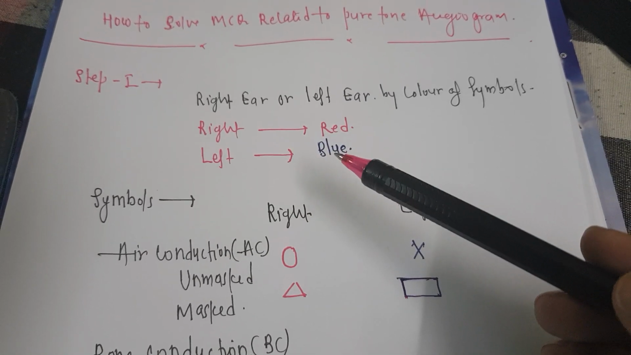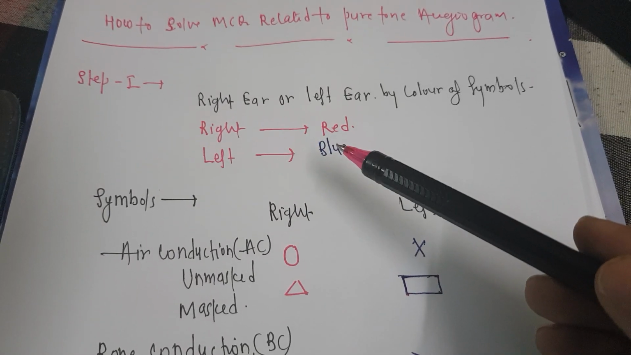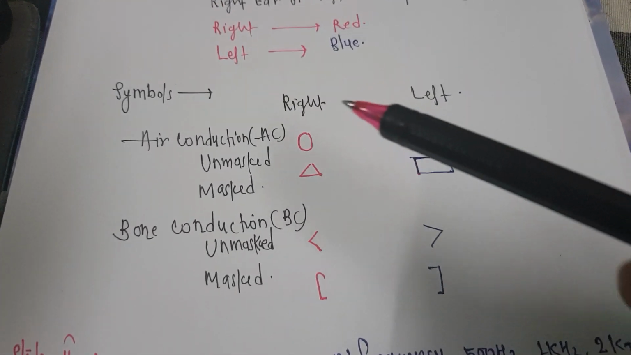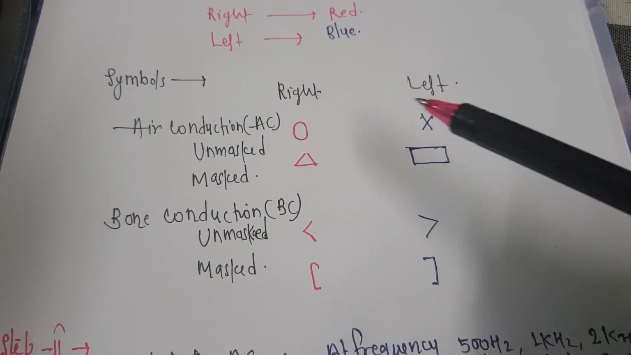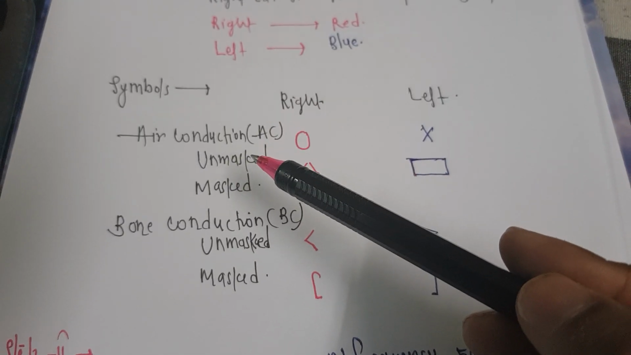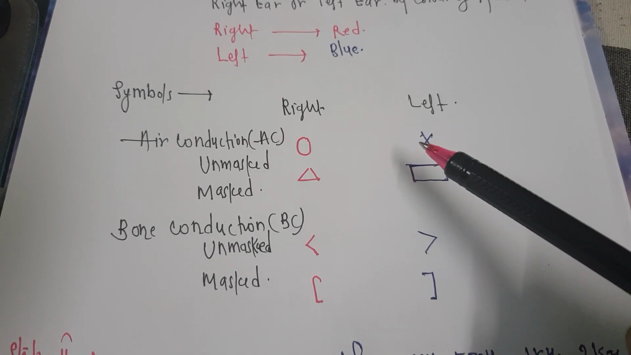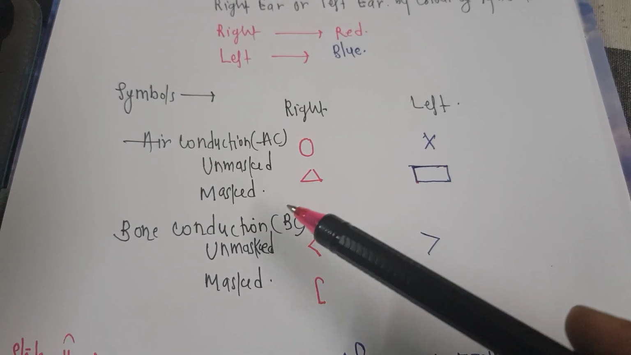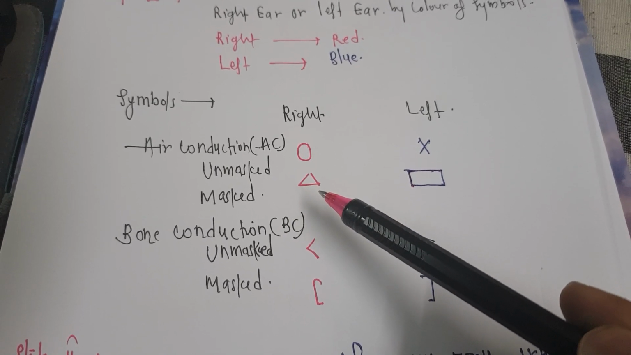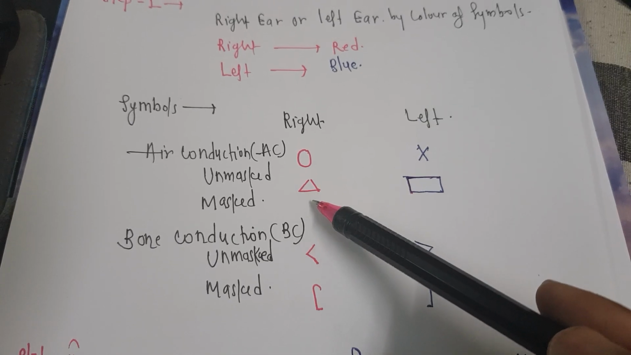We can identify this by the color of the symbols. For the right ear we use the red color and for the left ear we use the blue color. These are the different symbols used for the right and left ear for air and bone conduction. For air conduction, when the ear is unmasked, we use the circle for the right ear and the cross for the left ear. If masking is done, then the symbol is a triangle for the right ear and a rectangle for the left ear.